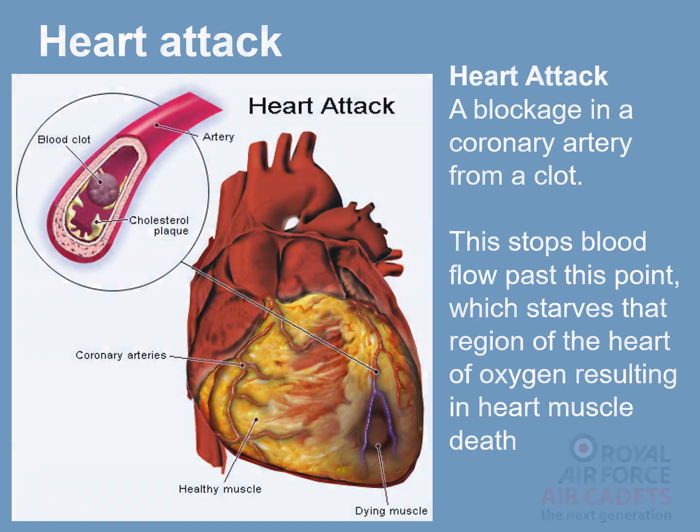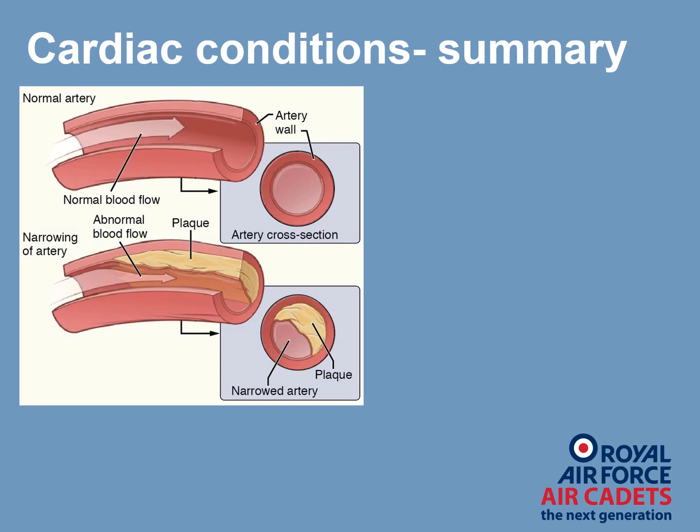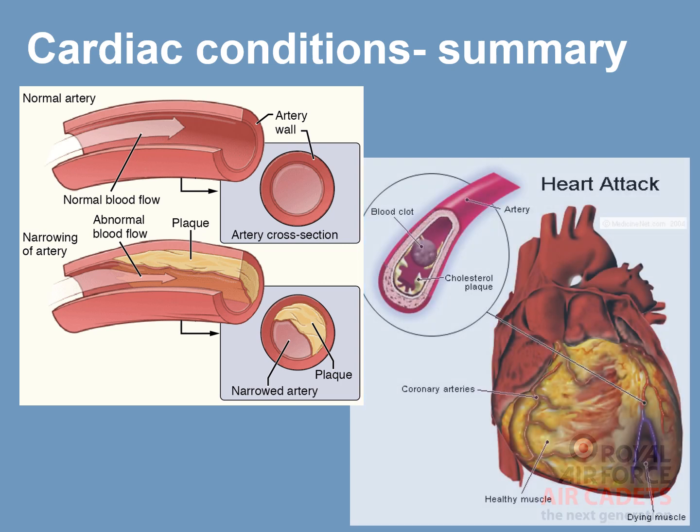So to summarise, heart disease is characterised by a build-up of plaque in the arteries. Angina is a condition where the arteries are narrower and blood cannot get through as easily as it should. And heart attack is a complete blockage of the blood vessels in part of the heart, causing part of the heart muscle to die.